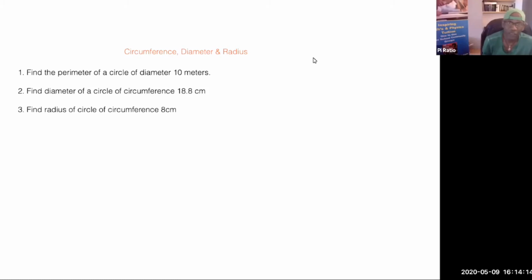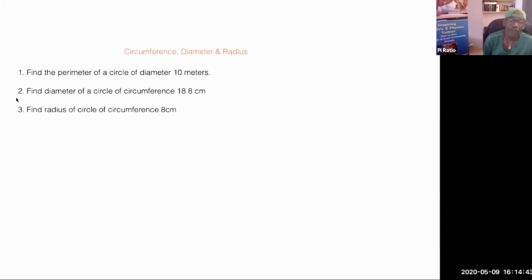Today we're going to be looking at the three following questions. First one is find the perimeter of a circle whose diameter is 10 meters. Find the diameter of a circle of a circumference of 18 centimeters and find radius of a circle with a circumference of 8 centimeters. So let's look at number one.